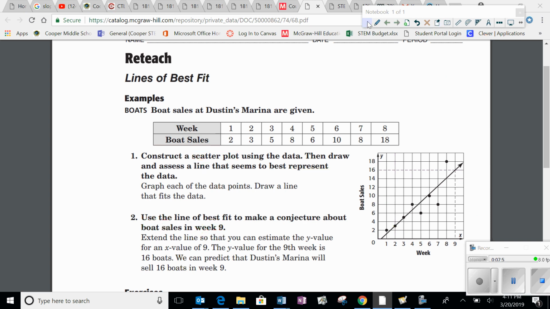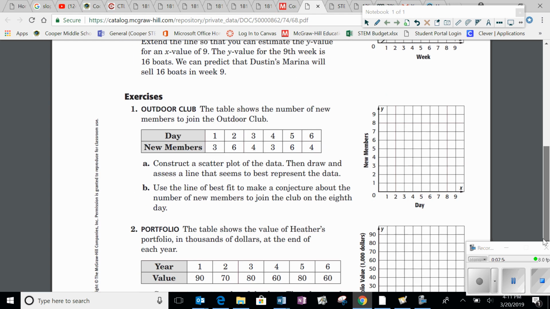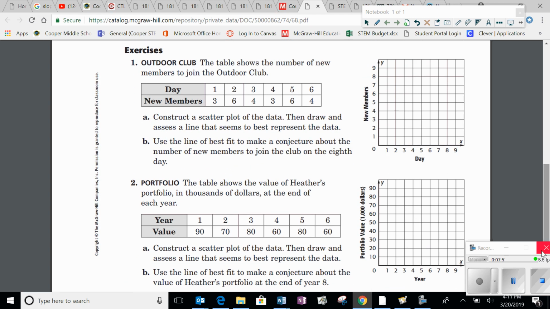All right, let's do one more example. Here we have another table. We're talking about the number of members that join an outdoor club based on the number of days. So days is our x-axis, new members is our y-axis, and we're first going to plot our points because we want to construct a scatter plot. So I'm going to draw the points (1, 3), (2, 6), and I've already done this on your paper, (3, 4), (4, 3), (5, 6), and (6, 4).